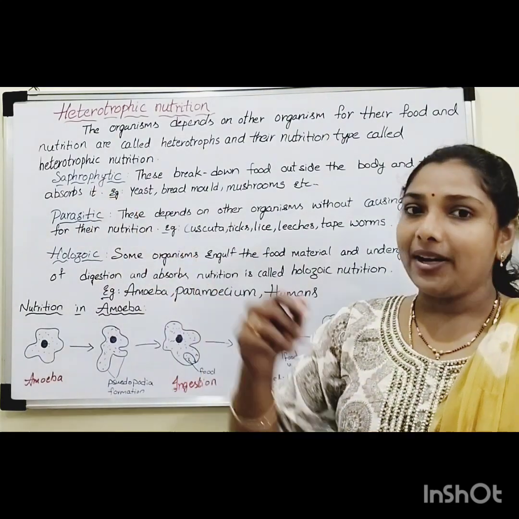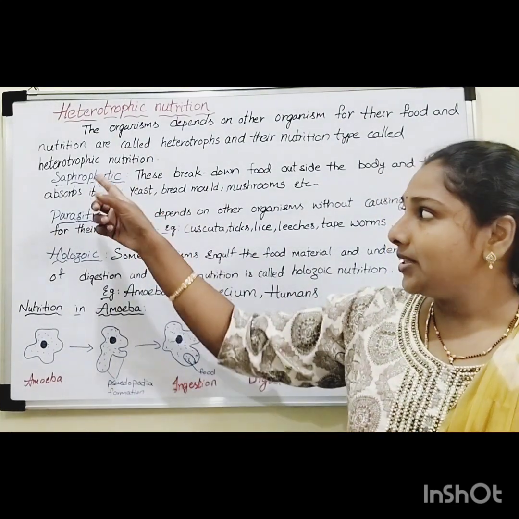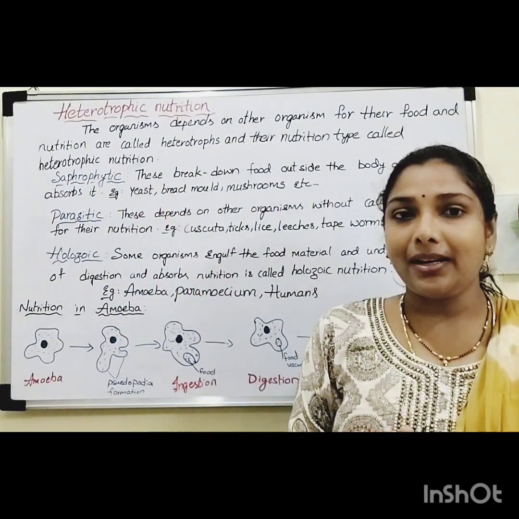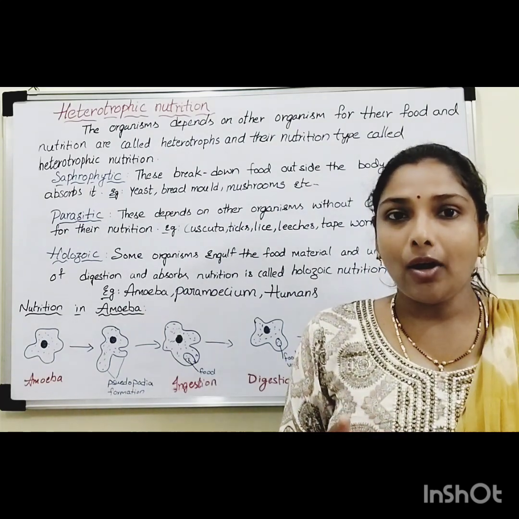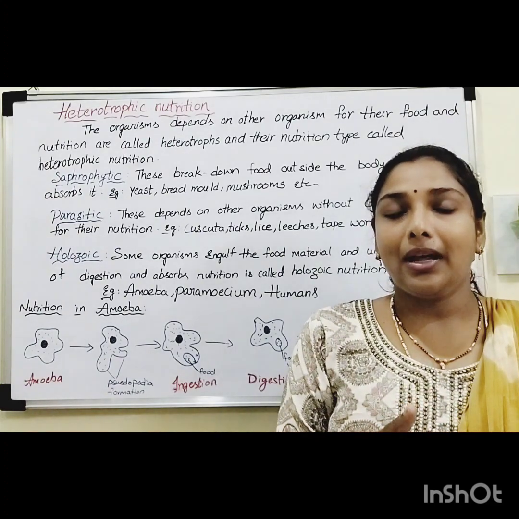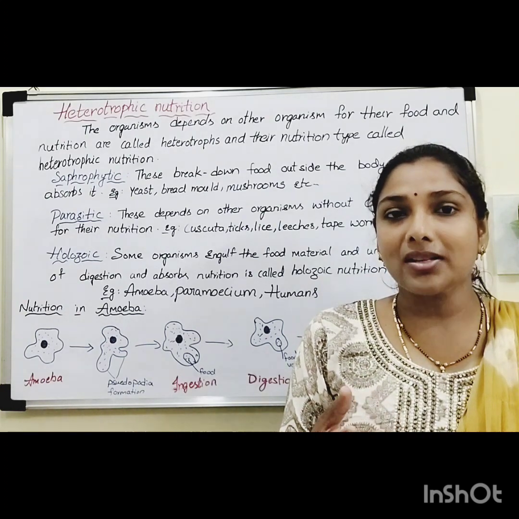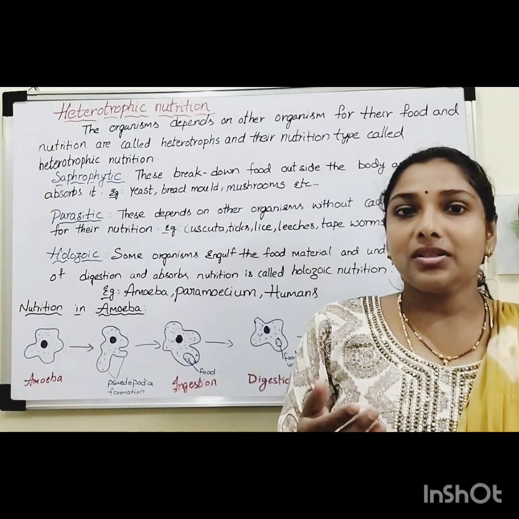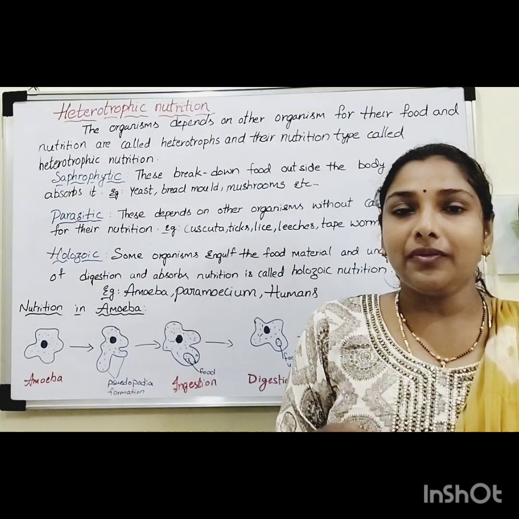First, saprophytic type of nutrition. The best example is mushrooms. Mushrooms generally grow on dead and decaying organic matter. That means logs, decaying wood. Logs are nothing but cut wood parts of the plants. Such organic matter is useful for the growth of the mushrooms.